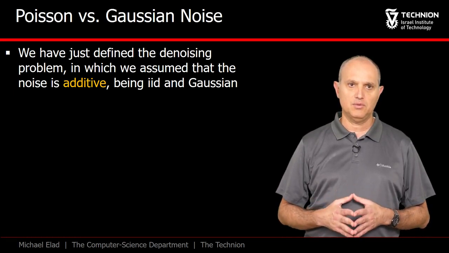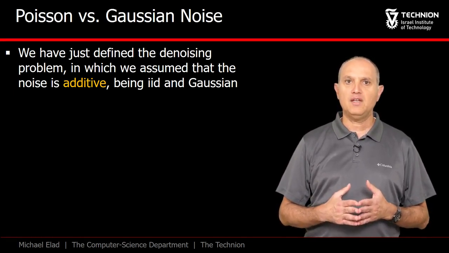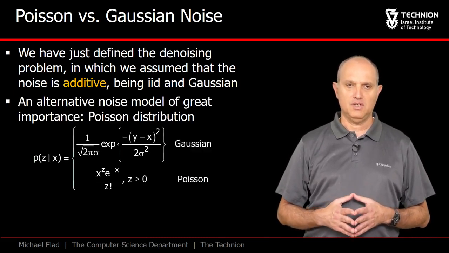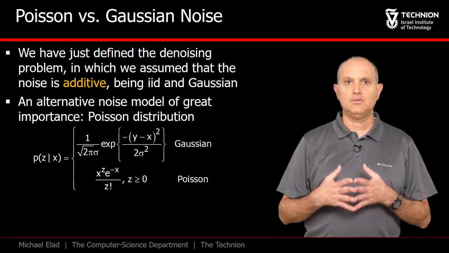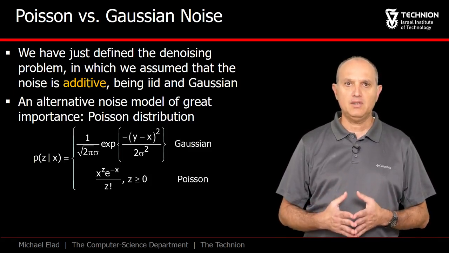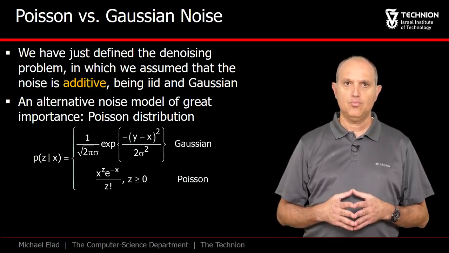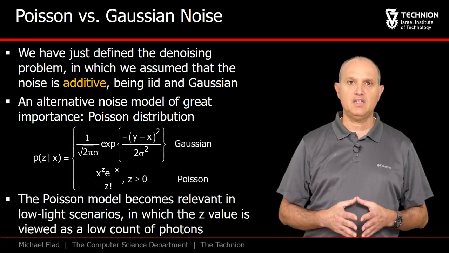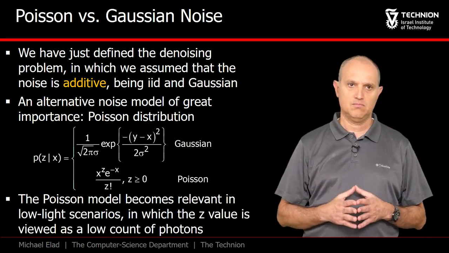Those of you who have seen some work on denoising may have heard of a different kind of noise, Poisson distributed. Here, on the other hand, we chose to define our problem with the additive Gaussian noise. So let's say a few words on the Poisson case. The two noise distributions we discuss are shown here as conditional probabilities of the pixel Z given its origin X. Poisson is not an additive noise model, and it becomes relevant in low light imaging, in which we should refer to Z as an integer count of photons.